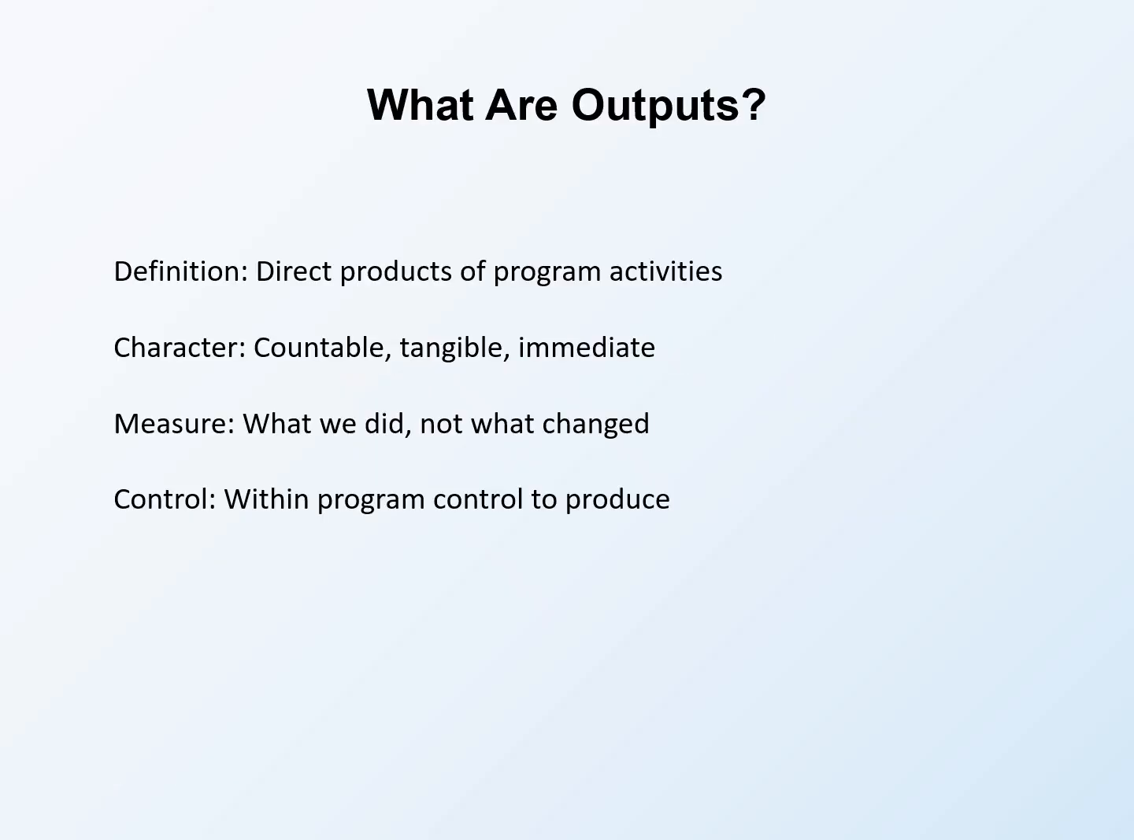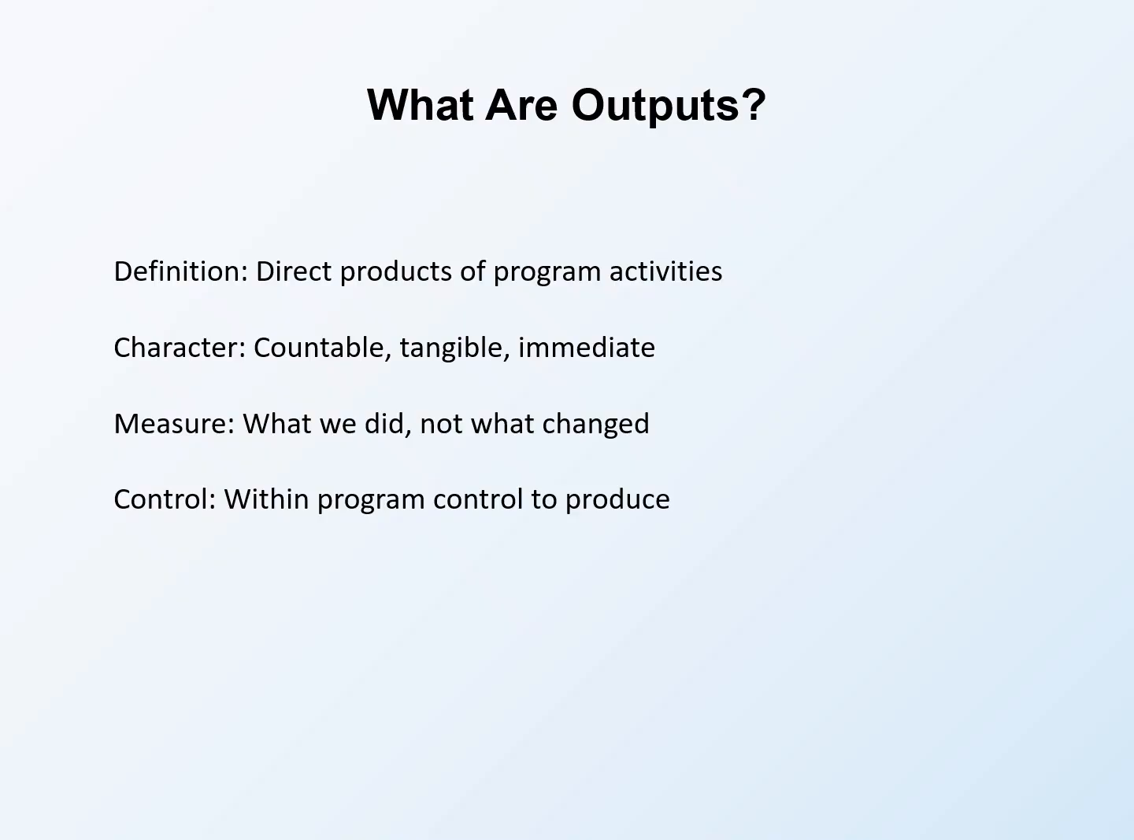Outputs are the direct products of program activities that you can count and document. They represent what your activities produce in terms of countable deliverables, regardless of whether those deliverables created any change in participants. The character of outputs is countable, tangible, and immediate. You can count them reliably, they are concrete and real, and they result directly from the activities you conduct.